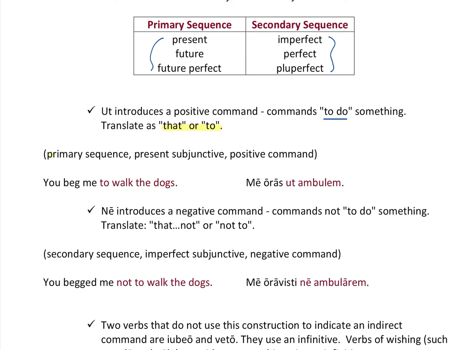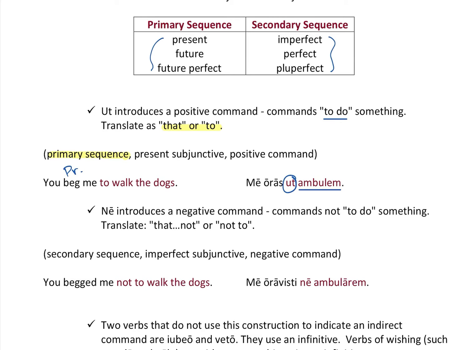So here we've got primary sequence because beg is in the primary. It's present tense, right? So what we're going to do is we have a positive command because we have an ut right here, right? And so what we're going to do is translate it. We're going to have a present subjunctive right there.